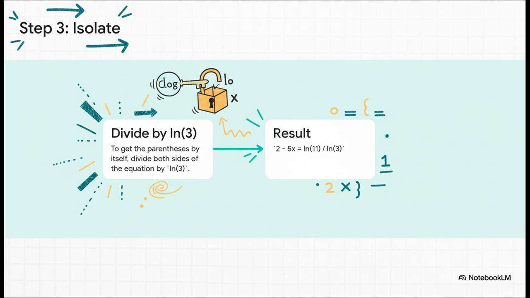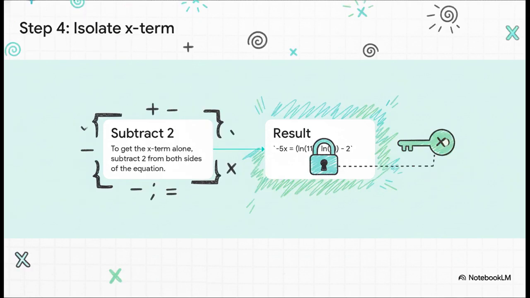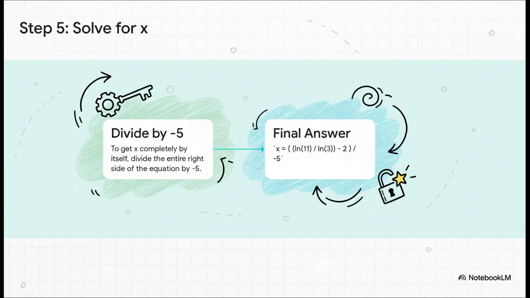Our goal is to isolate x. So to get that part in the parentheses by itself, we need to get rid of the ln of 3. Since it's multiplying, we do the opposite. We divide both sides by ln of 3. We're getting really close now. The next logical step is to deal with that 2. It's being added, so we just subtract 2 from both sides of the equation. And for the final move, x is being multiplied by -5. To get it completely alone, we just divide the entire right side of the equation by -5. And there we have it. We've successfully isolated x. The equation is solved.